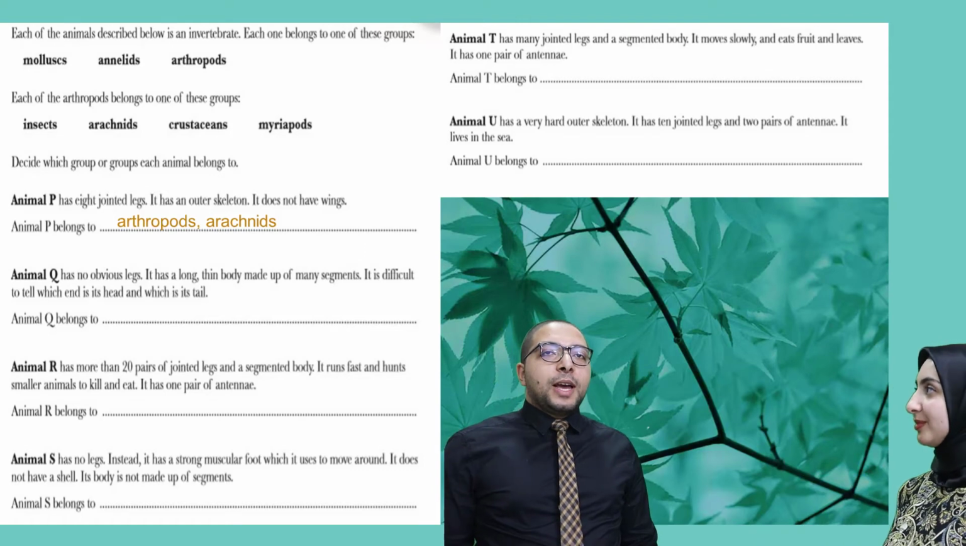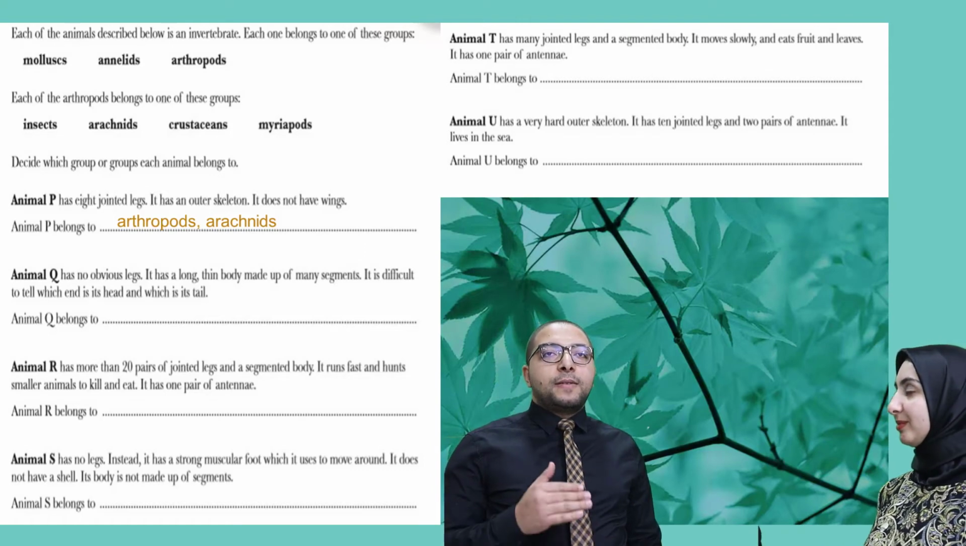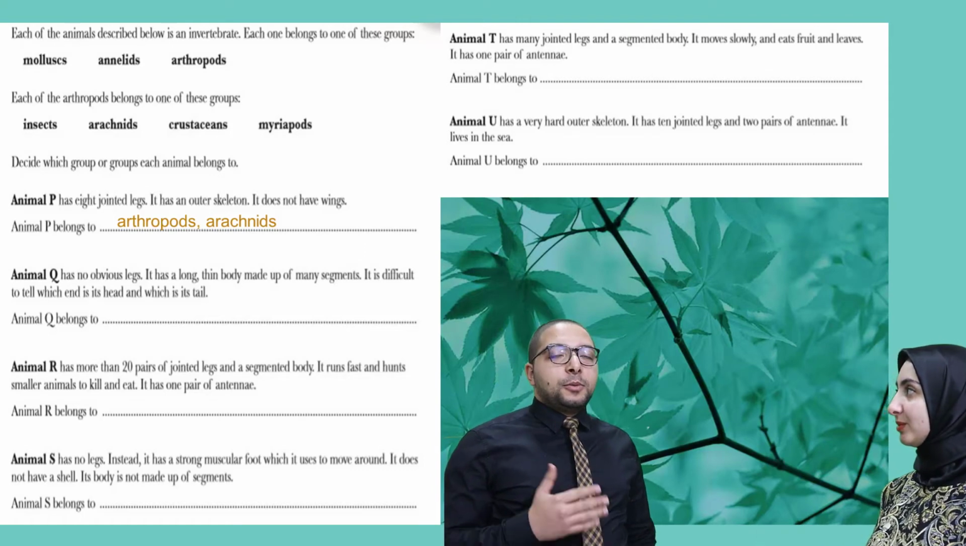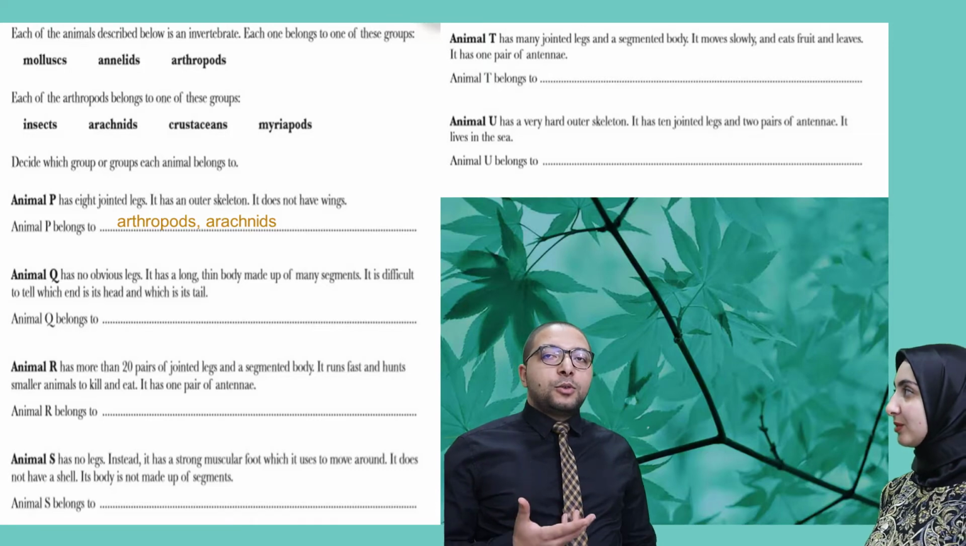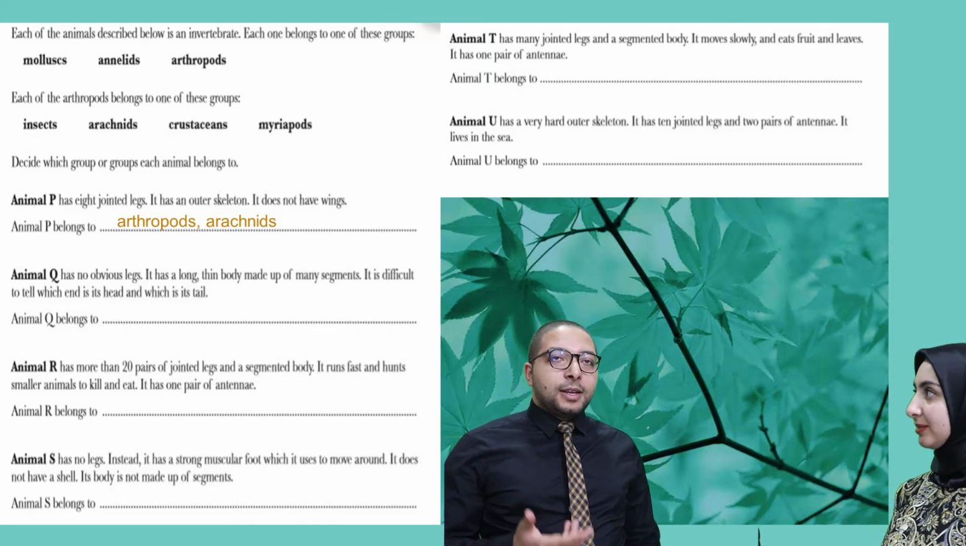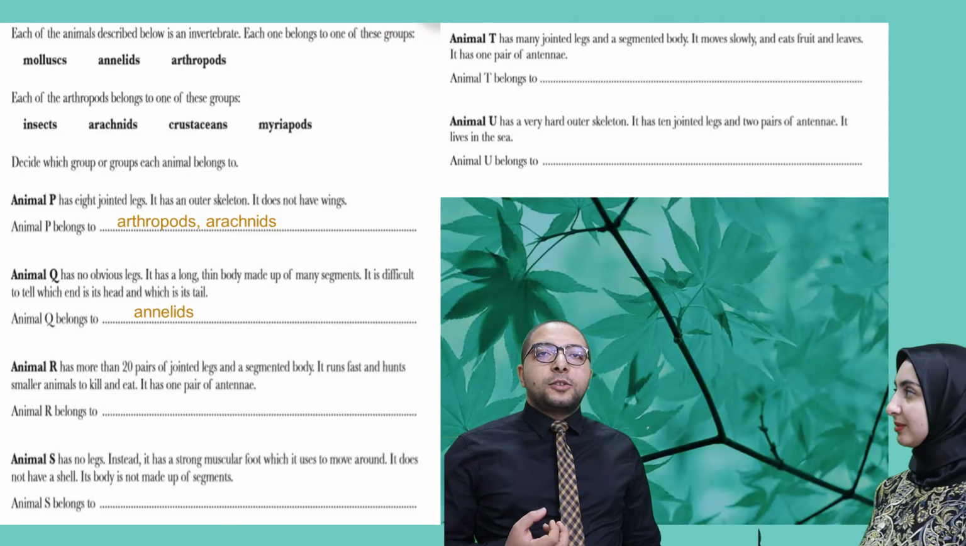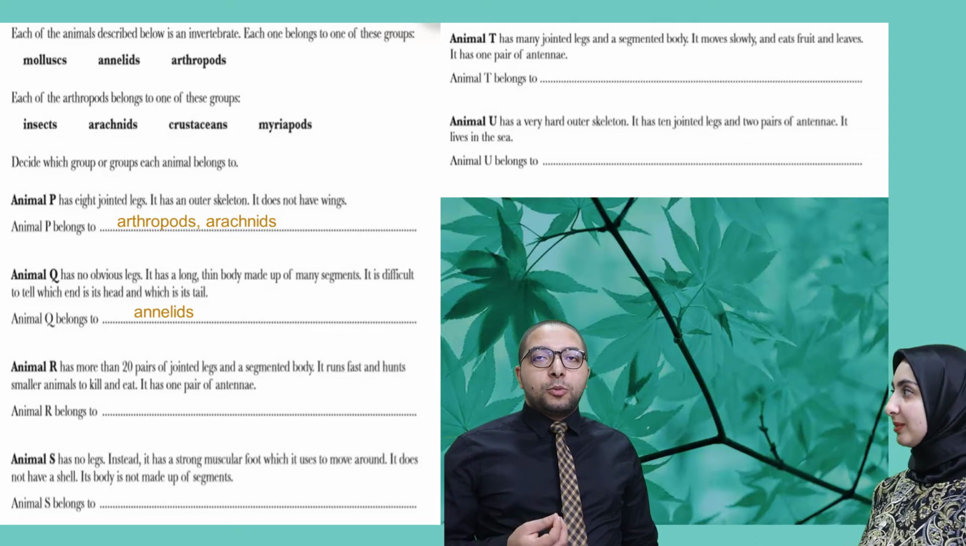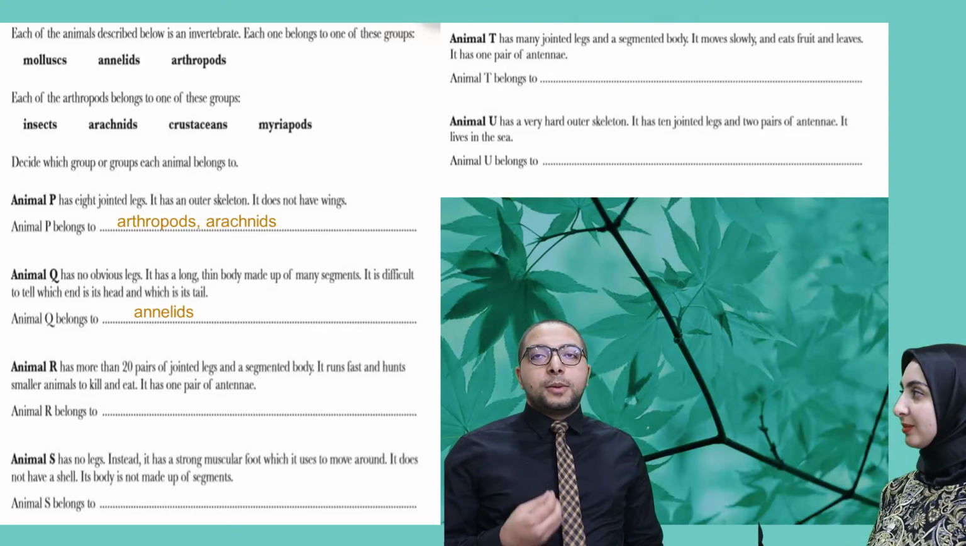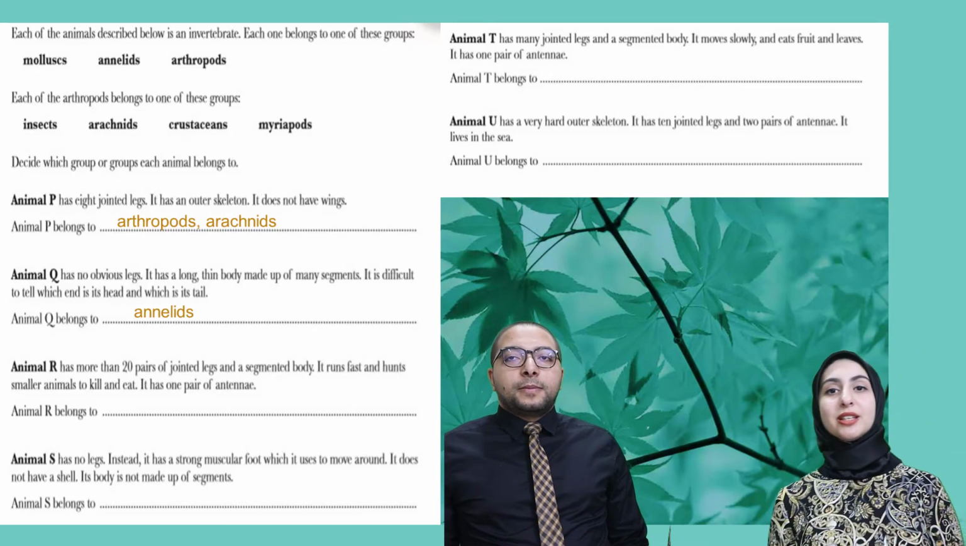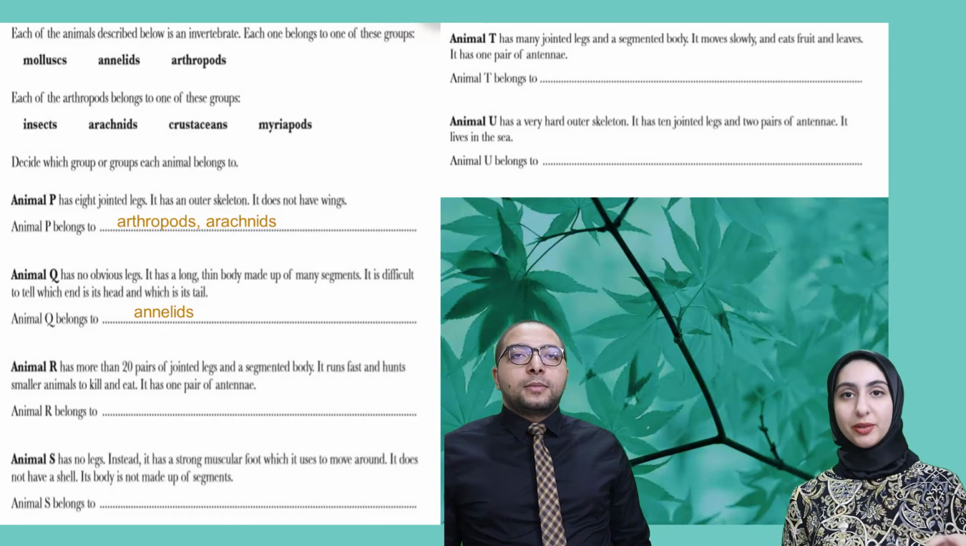So basically, as we have no legs and a long thin body with many segments, we're talking about annelids, as annelids are mainly characterized by a segmented body, long body, and no visible legs. Yes, and it also looks like a worm, right?